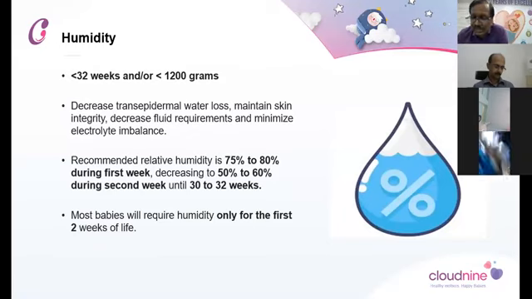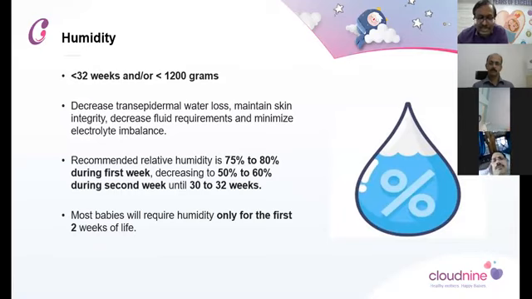So one of the things we do in the NICU is giving humidity. Which babies need humidity? Any baby who is less than 32 weeks, or if birth weight is less than 1200 grams, we should give the humidity. What is the benefit? It will help in decreasing the transepidermal water loss. It maintains skin integrity. It decreases the fluid requirement and minimizes the electrolyte imbalance.